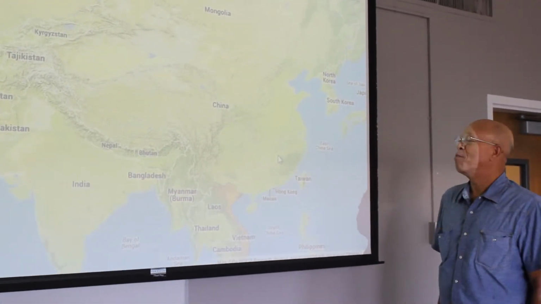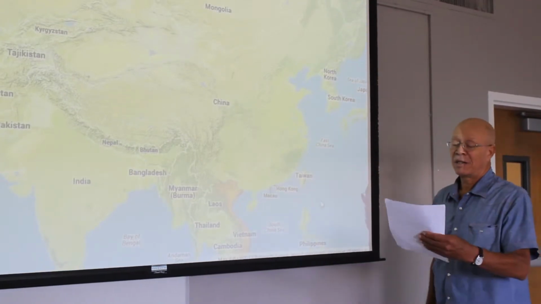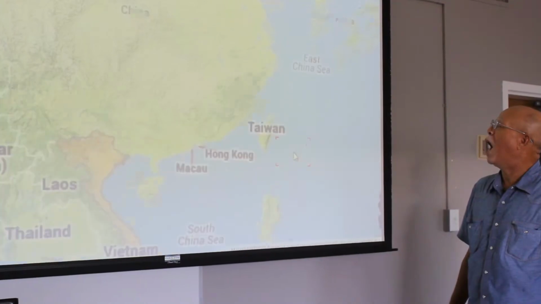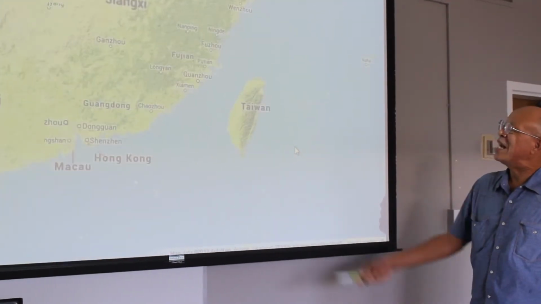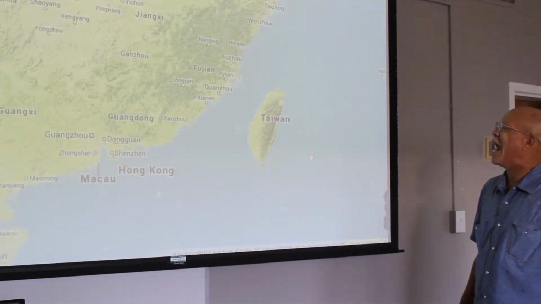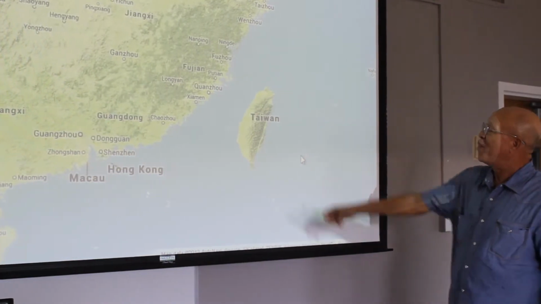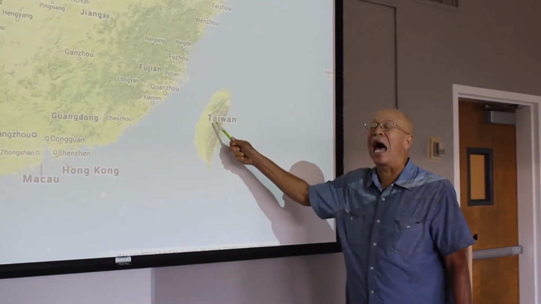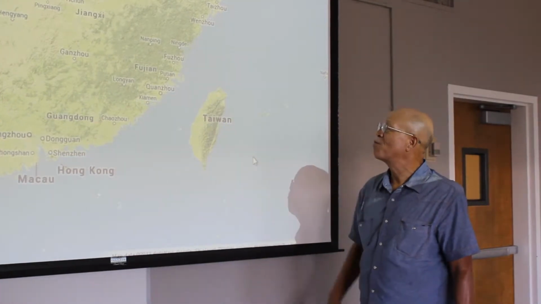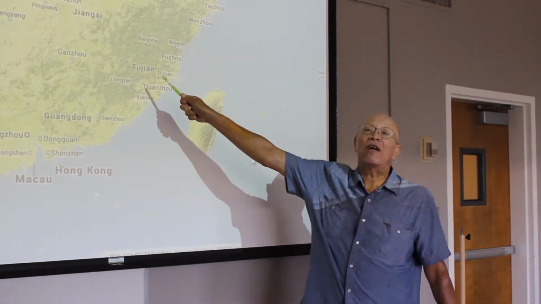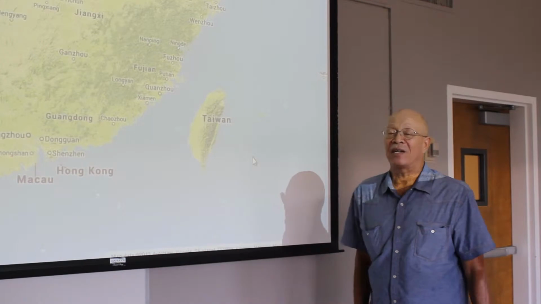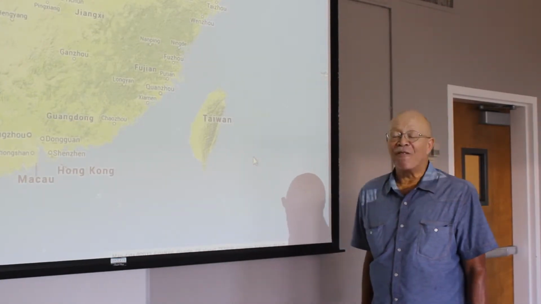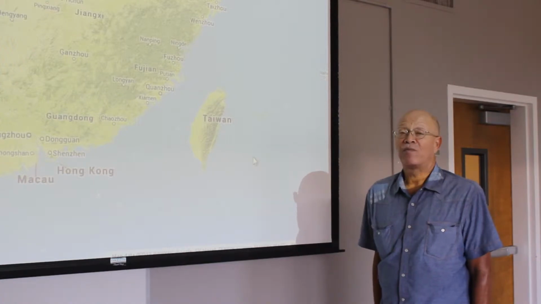The next item on our list, number 2, is known as Taiwan. You will see its proximity to mainland China. And the people who live on the island of Taiwan today were mostly formerly from the mainland, who migrated over to Taiwan after 1949.